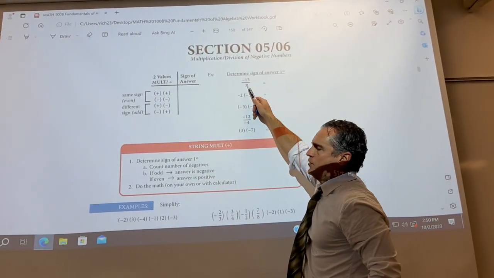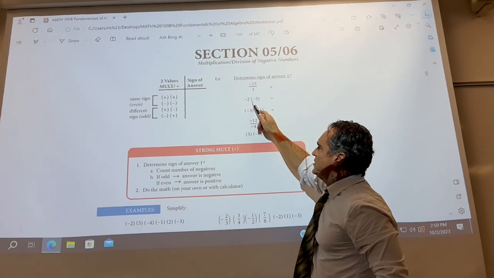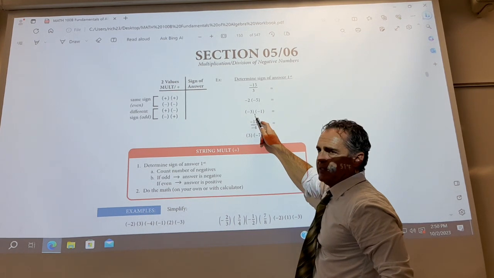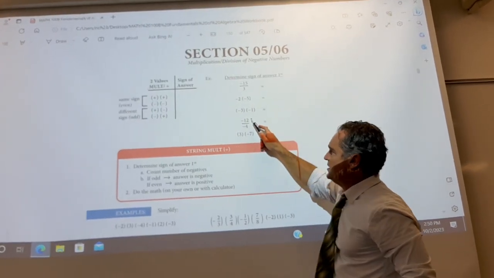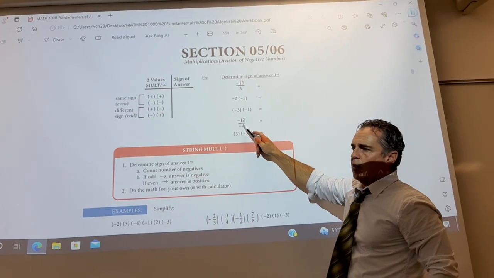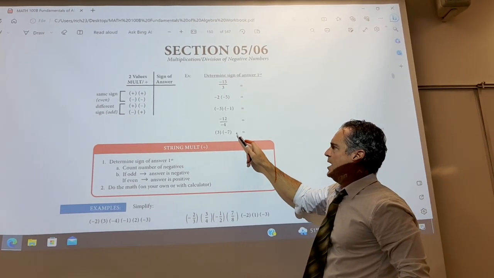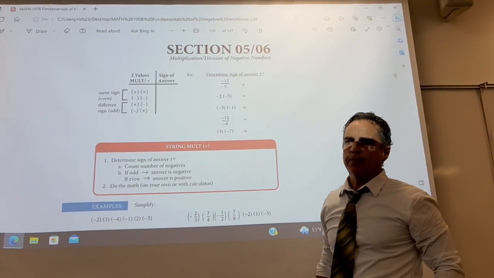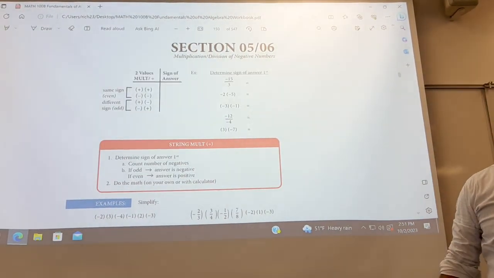What is the sign of this answer? Negative. And the answer is -5. What is the sign of this answer? Positive. And the answer is 10. What is the sign of this answer? Positive. And the answer is 3. Sign of this answer: negative and negative make a positive. 12 divided by 4 is 3. And the sign of this answer? Negative. Positive and negative make a negative. This makes -21. Okay, we cool? Hard or easy? Easy. So that's going to be the majority of the homework in sections 1.5 and 1.6.